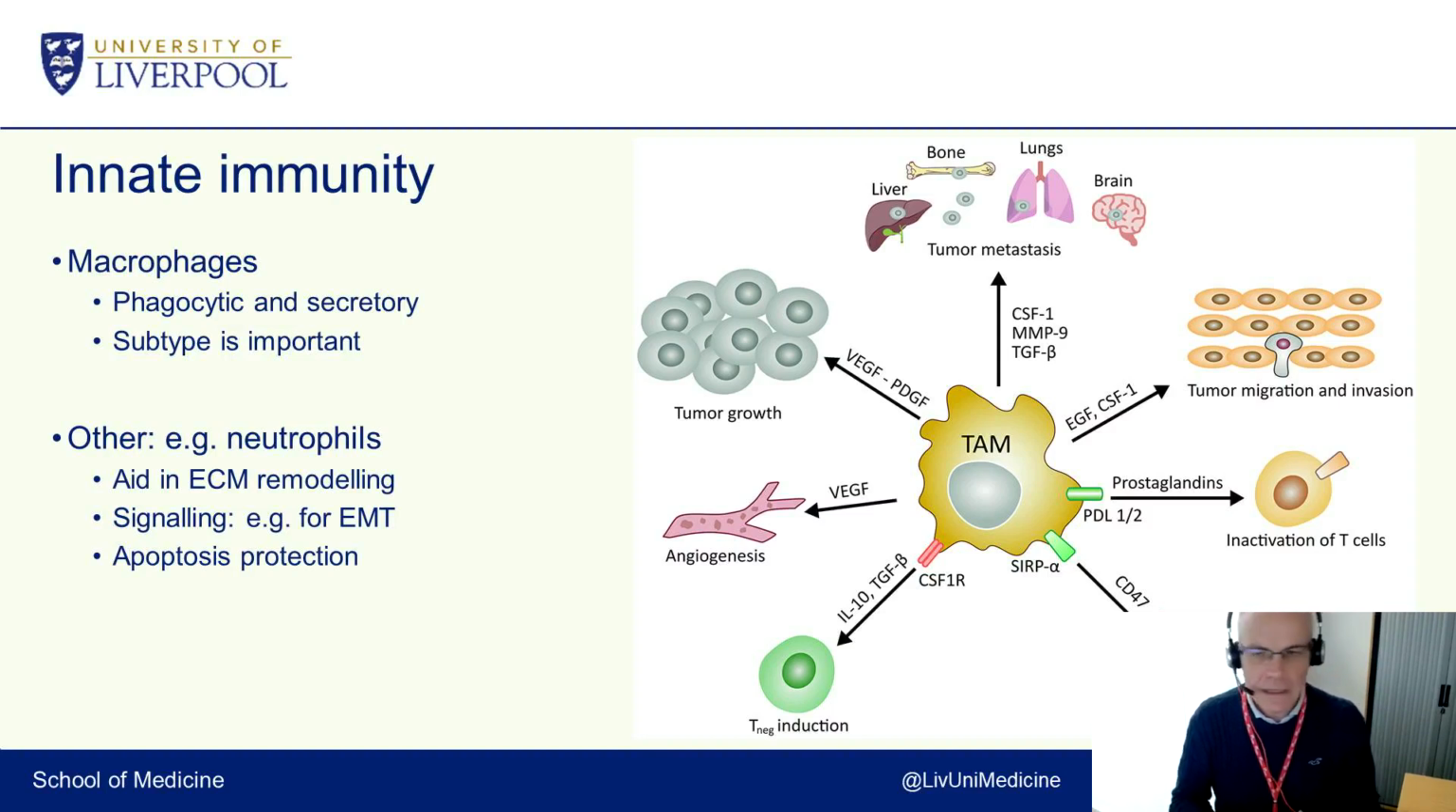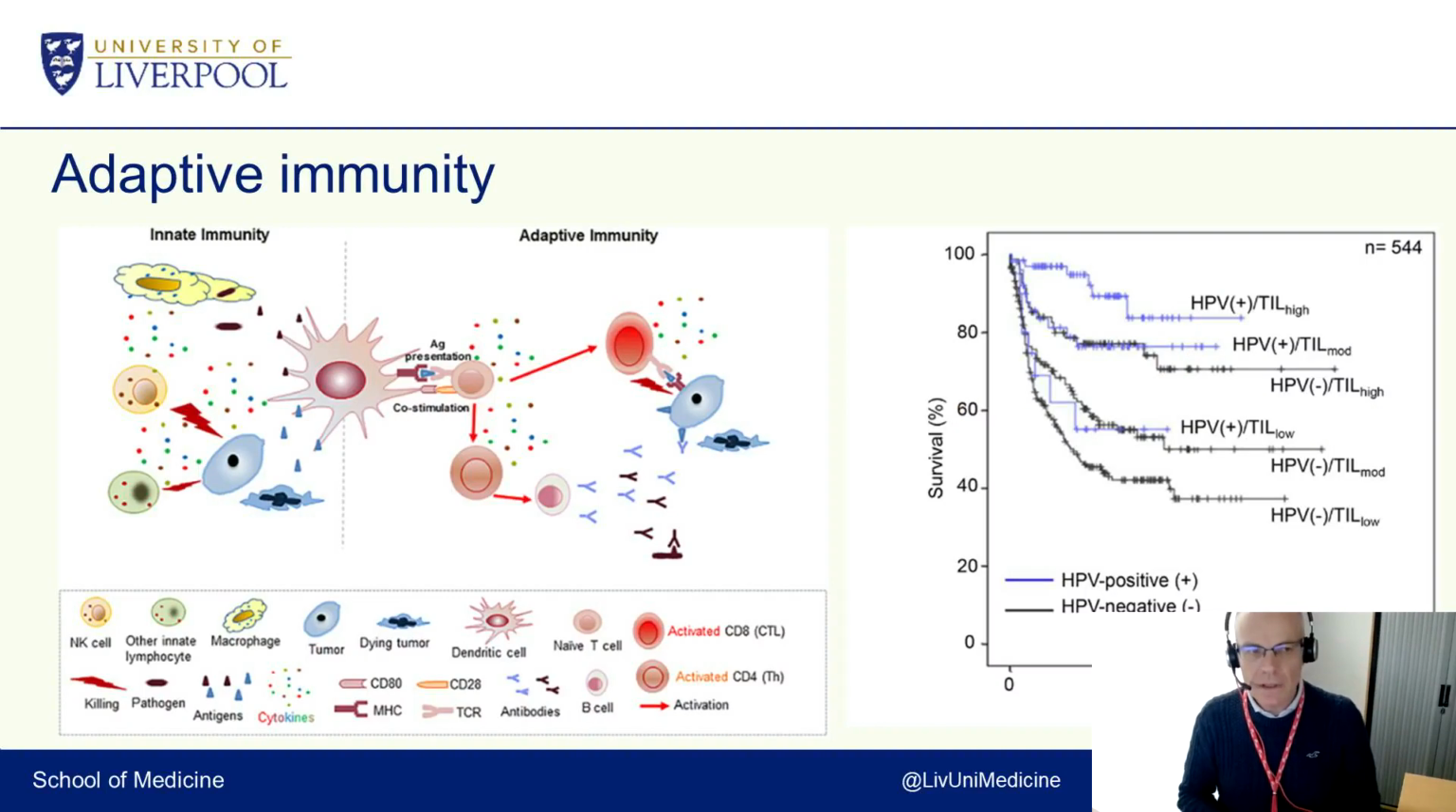Others, such as neutrophils, aid in extracellular matrix remodeling and signalling. They may well release factors which will promote epithelial cells to undergo this transition to a mesenchymal phenotype, and so on. So they're very important, but they're not really involved in specifically targeting the tumour cells and clearing them. That would be a function of adaptive immunity. And in the diagram on the far left here, you can see the innate immune response is not specific, whereas the adaptive immune response brings the whole concept of antigen specificity into the mix.